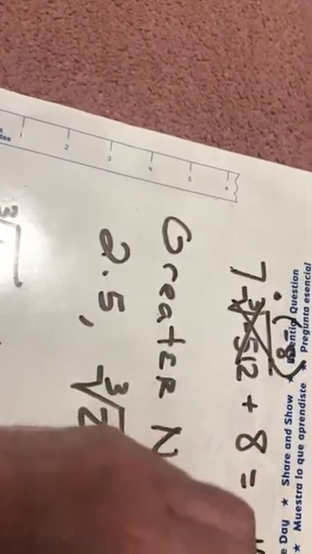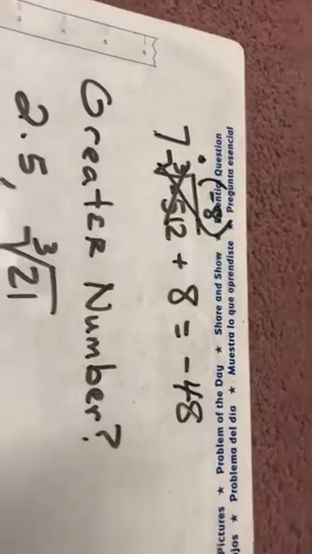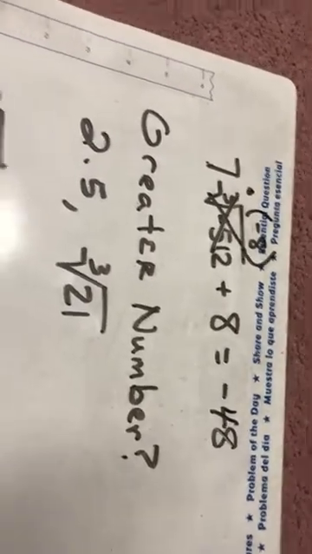Negative 56 plus 8 equals a negative 48. And that's how I do that. Not hard, not bad. I can handle that.